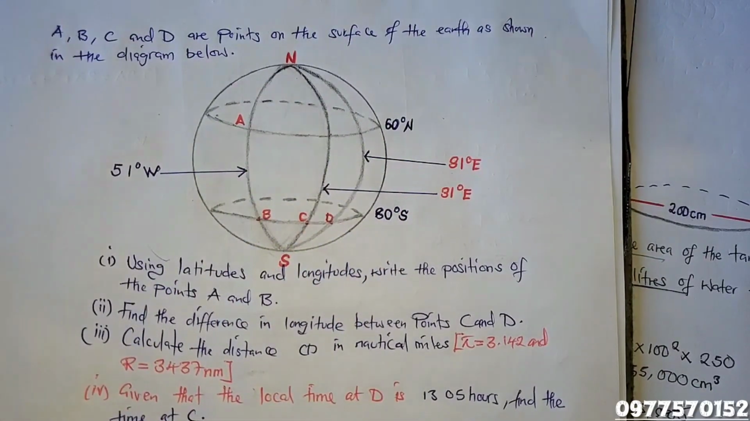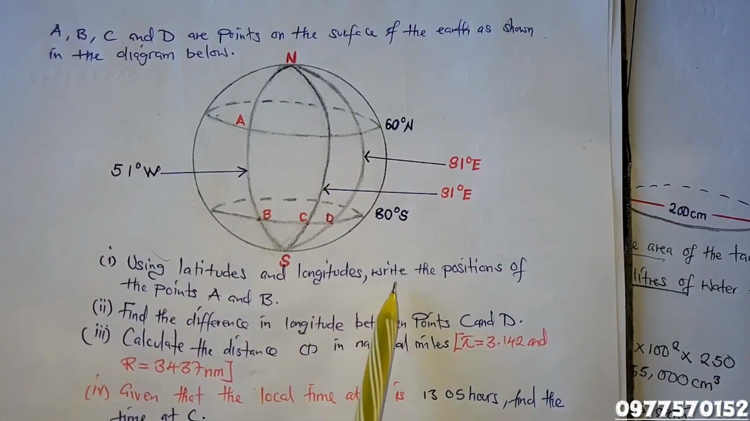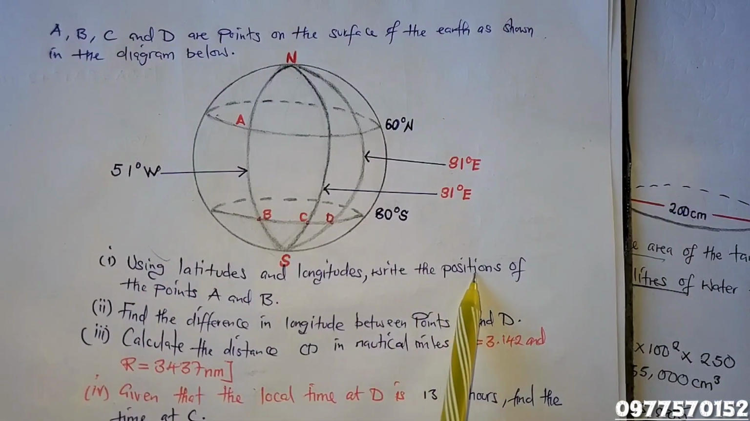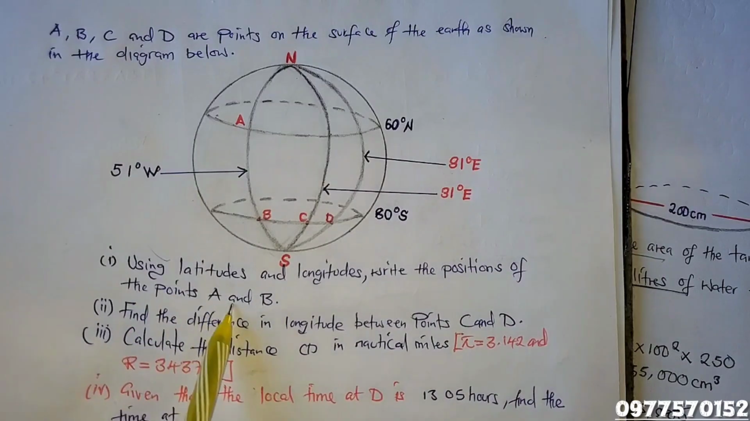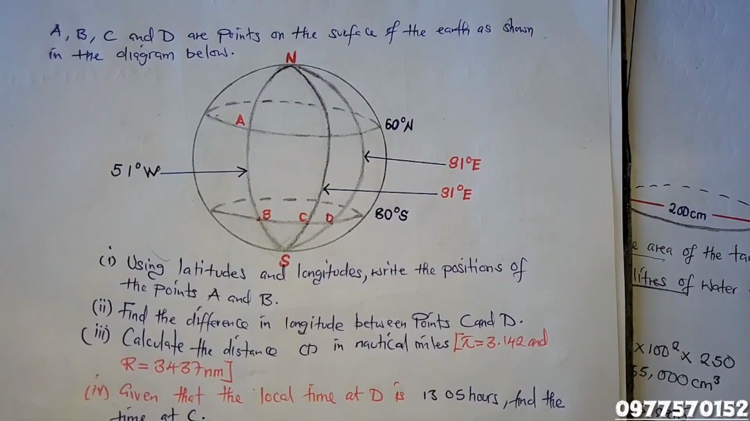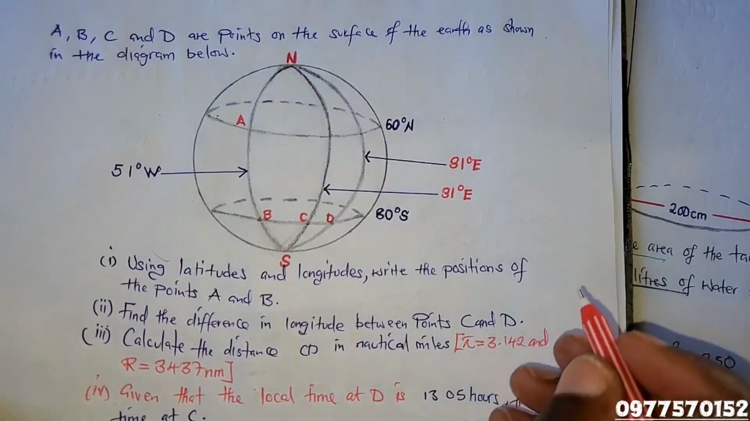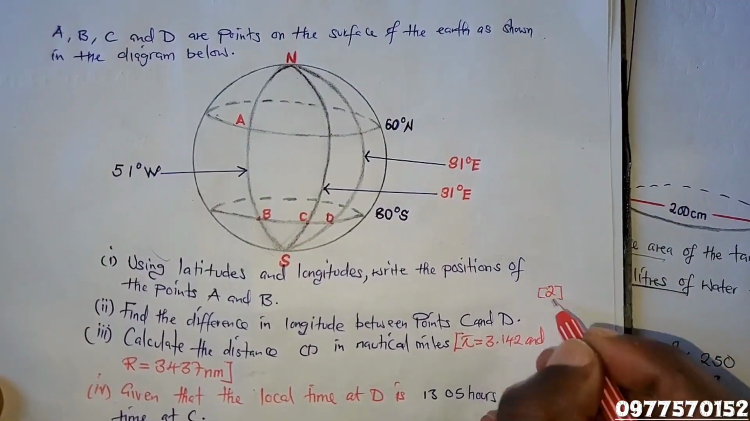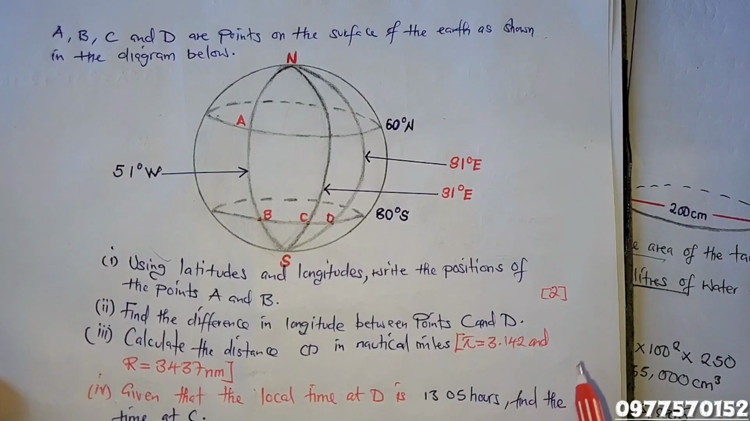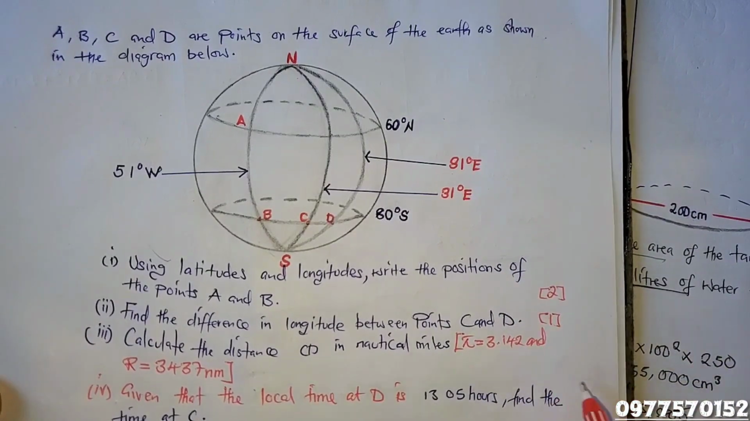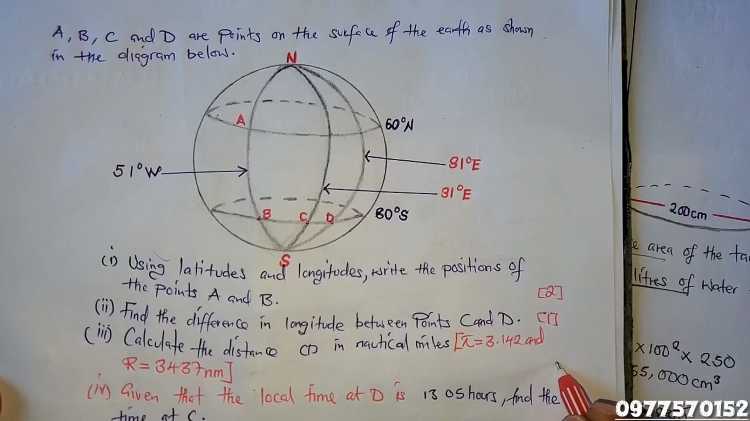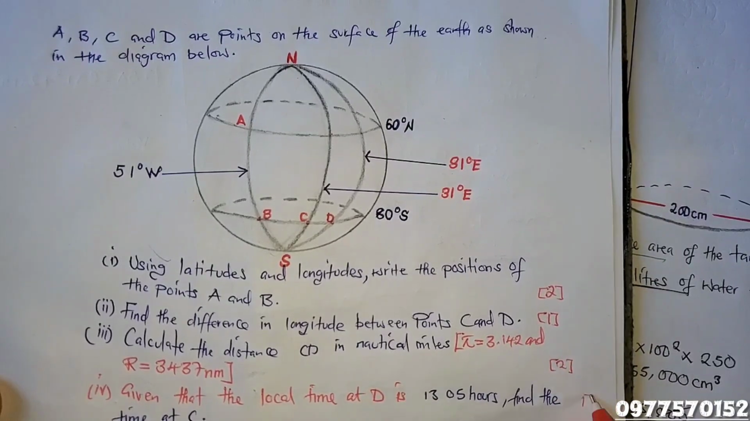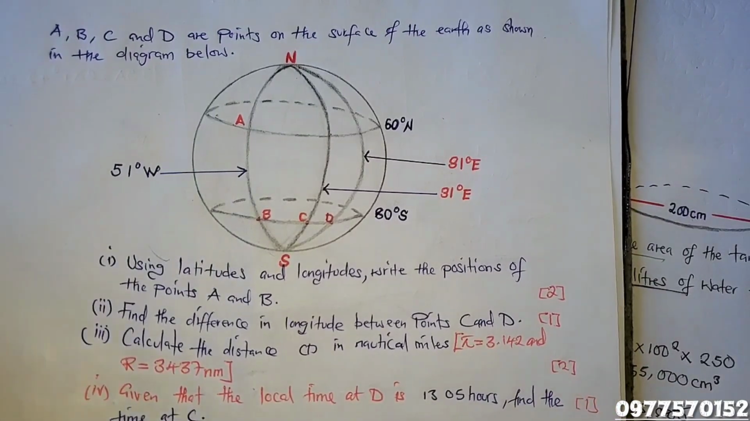The first question is, using latitudes and longitudes, write the positions of the points A and B. This is 2 marks. Then this is 1 mark, this is 2 marks, and the last one is also a mark. So 6 marks in total.